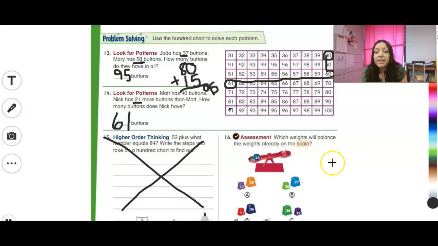And we're going to try this, and it's a little bit tricky. It's talking about a scale. And so remember, a scale, we want it to be equal to figure it out. So it's got to be the same. So it's got 14 and 28 over here on one side. And I have to figure out which one of these is the same, okay?